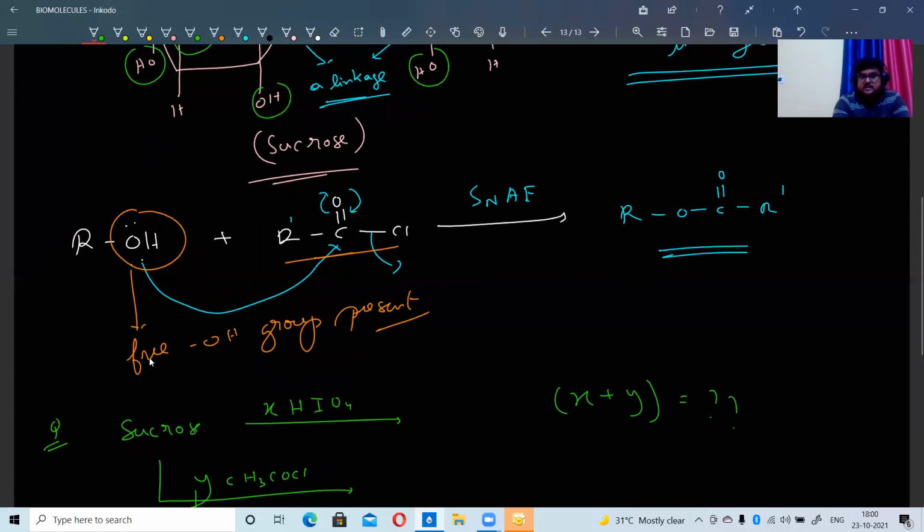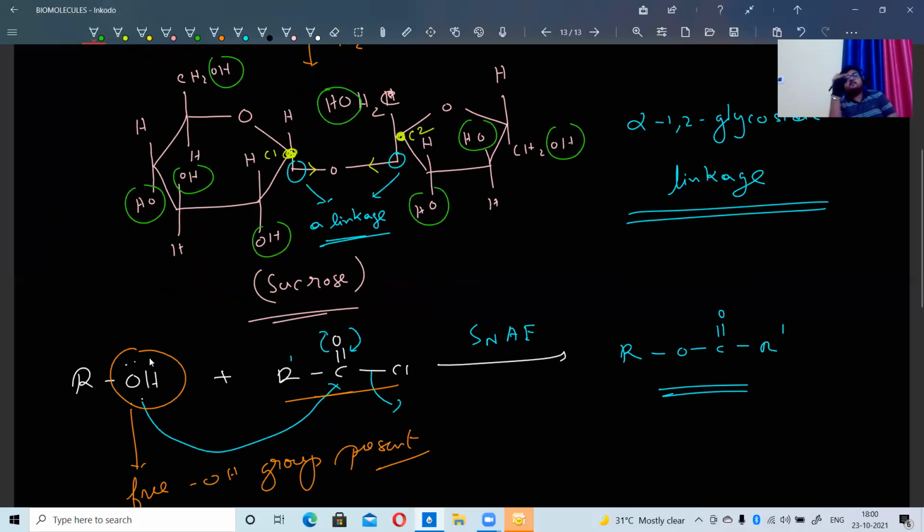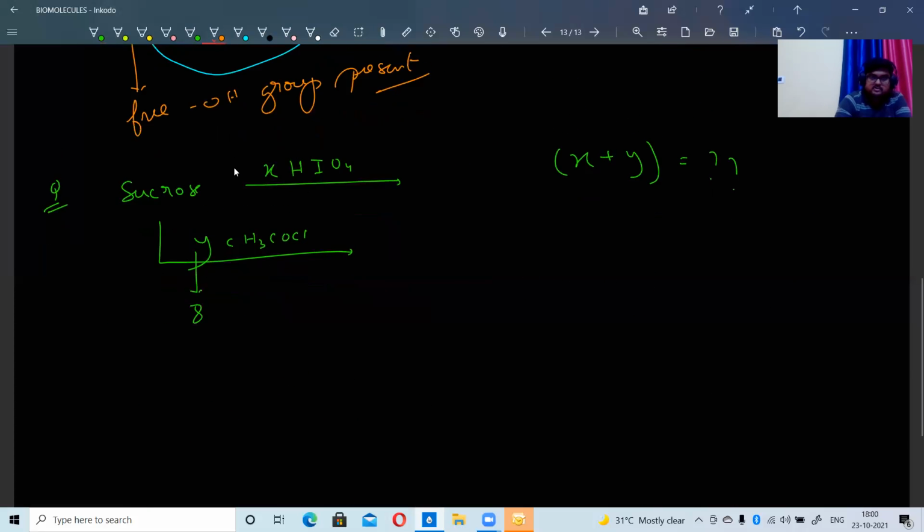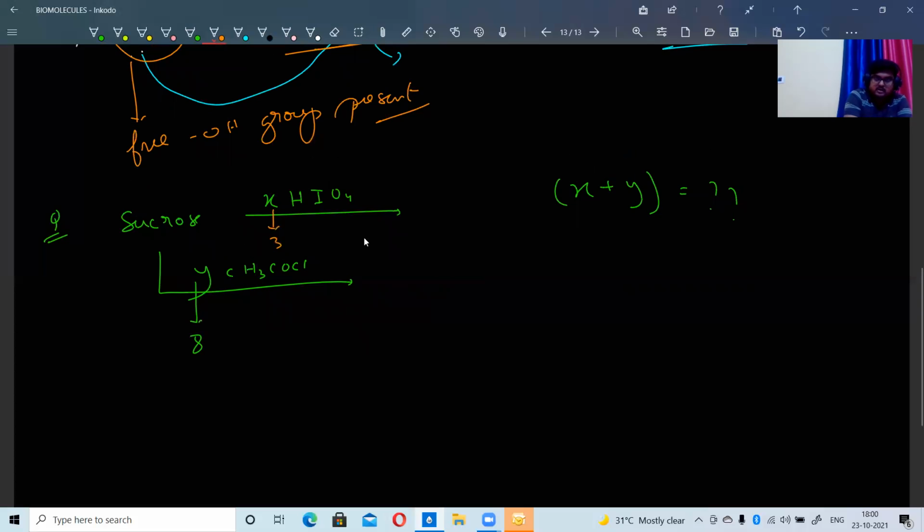Now, what about HIO4? HIO4 can react with only a vicinal system. Now, find the vicinal systems. This one is a vicinal system. This one is a vicinal system. This one is a vicinal system. So that's why the X value is 3. So what will be the X plus Y value? 3 plus 8, the value is 11. Is it clear? Any doubt regarding this part?